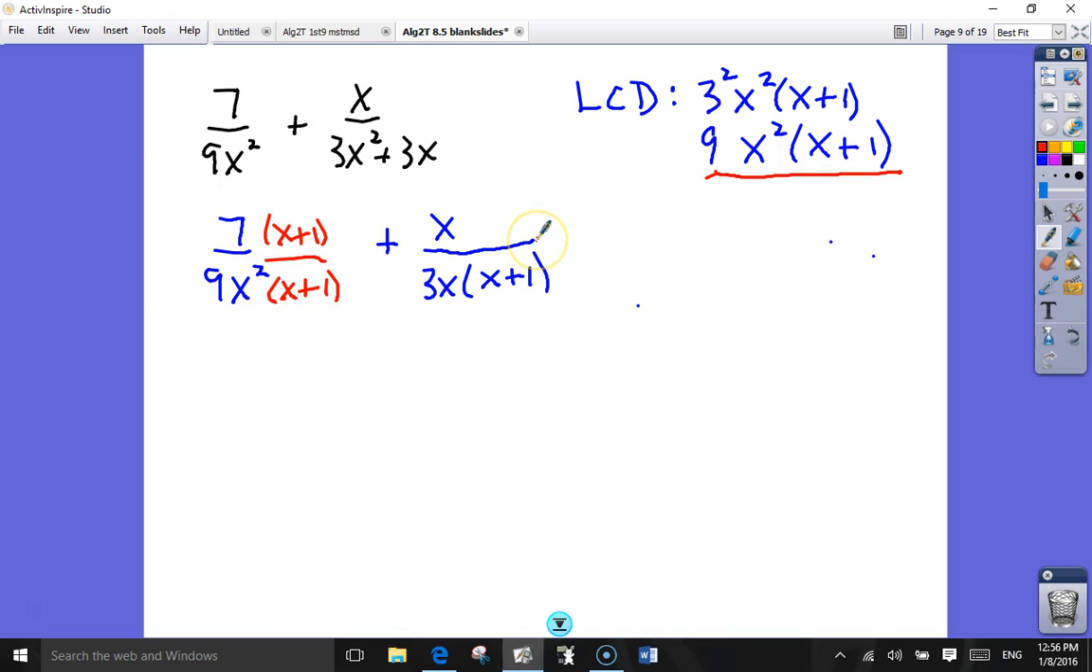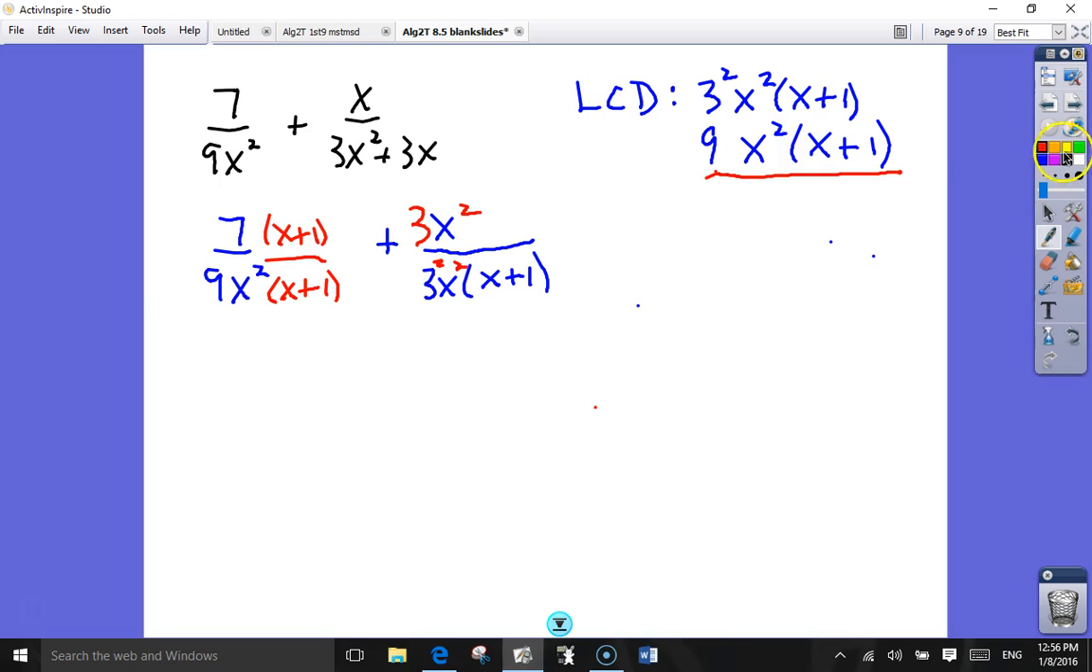Right? What is the second fraction missing? It needs a 3x, right? So I'm going to multiply by 3x over 3x. Basically, I'm just squaring the 3 and the x.